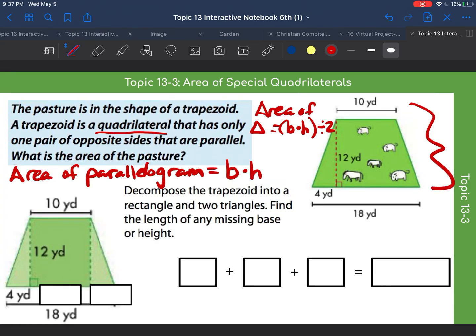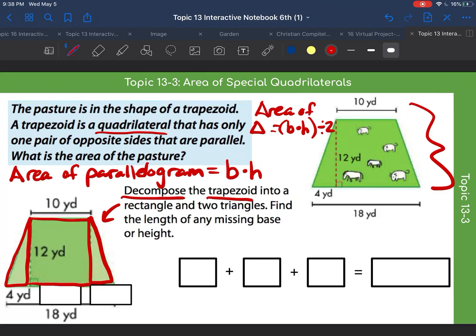Okay, we don't know how to find the area of a trapezoid, but what we can do, it says, is decompose the trapezoid. Basically what that means is to break down the trapezoid. So we're going to decompose the trapezoid into a rectangle and 2 triangles. So if you look over here, our trapezoid is 1 triangle, another triangle, and then a rectangle here. And we know how to find the area of all 3 of those things.